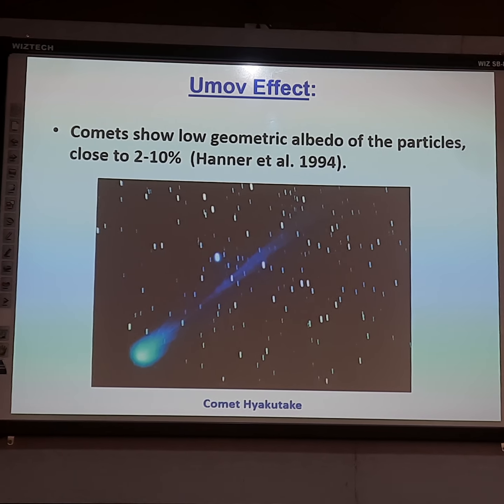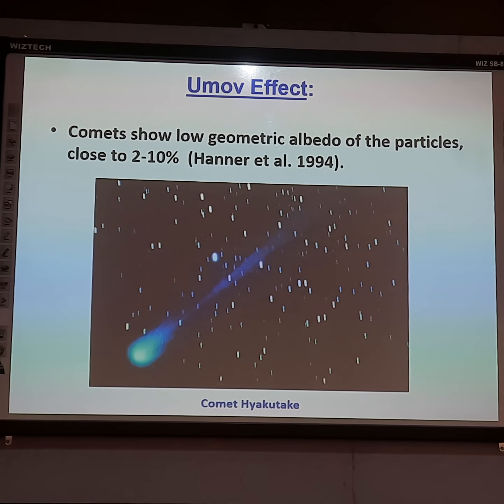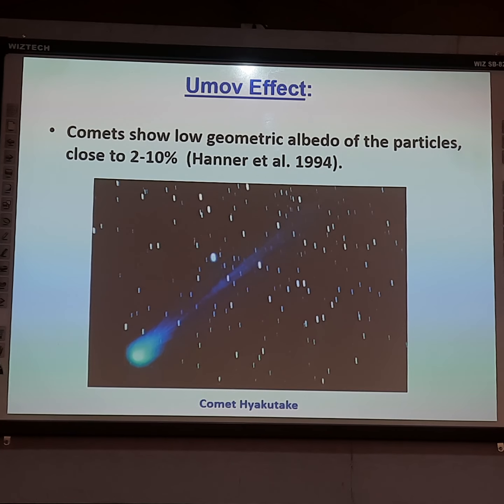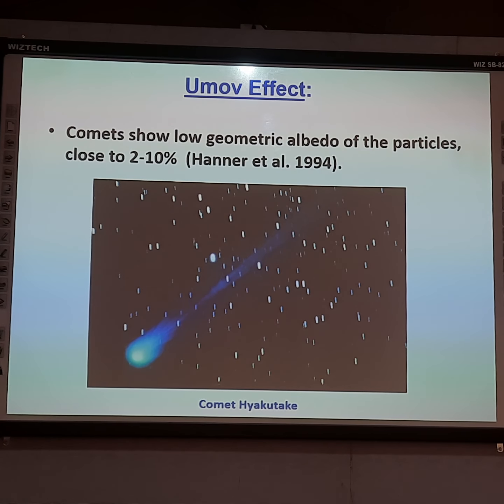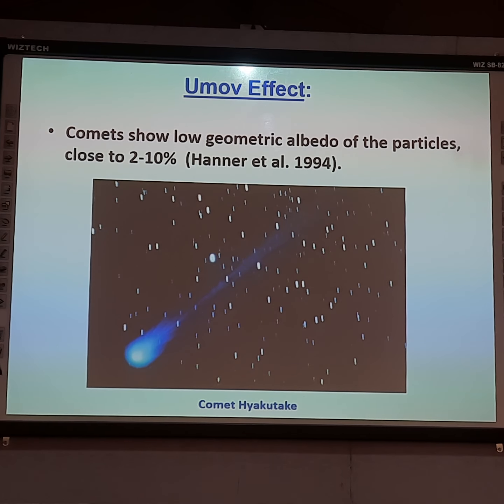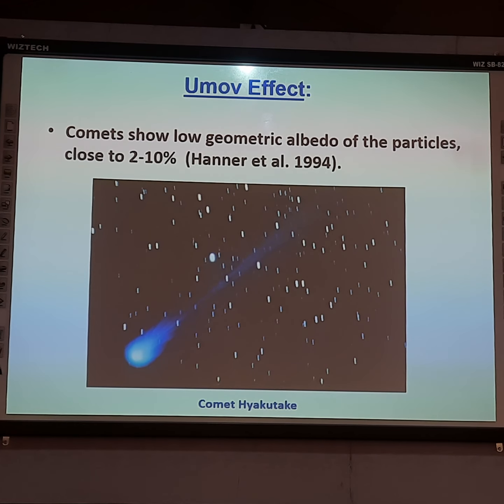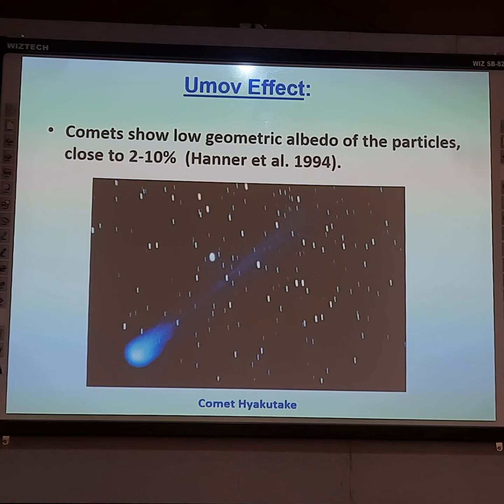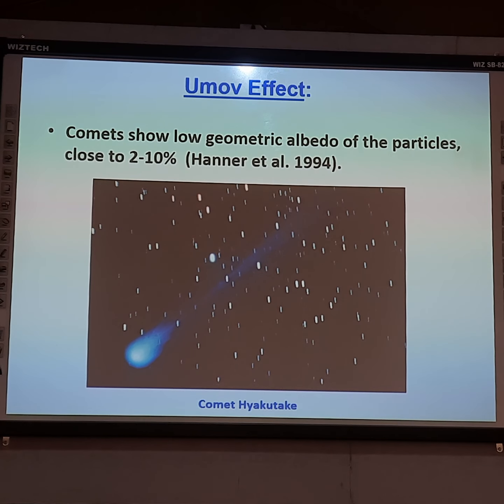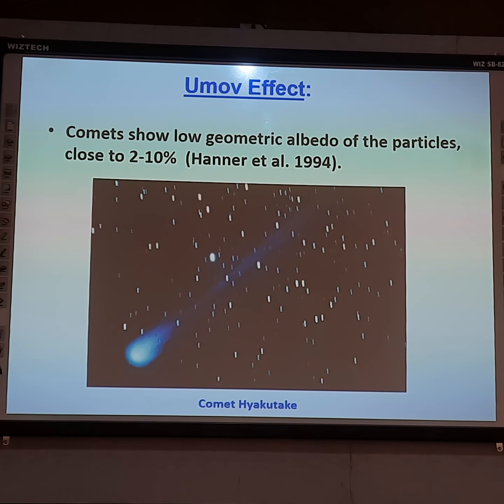So in case of comet, the albedo is close to 2 to 10%. So you may expect that comet contains the absorbing particles, means the carbonaceous particles, without going to detailed study. Because as I told you, if albedo is minimum, it means that the absorbing particle should be there in that. So just looking at this albedo value, you can have an idea whether the carbonaceous particles are there or not in a particular object.